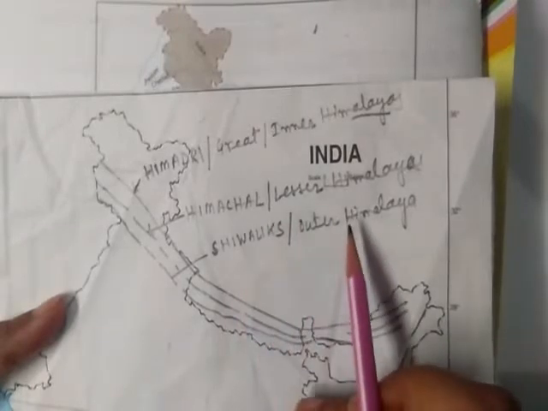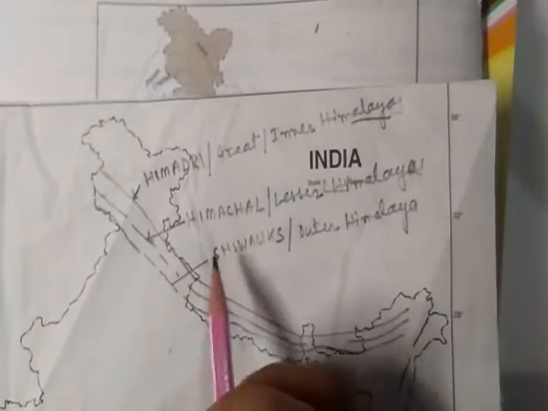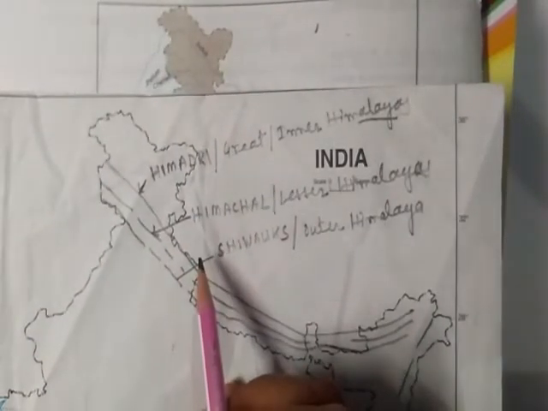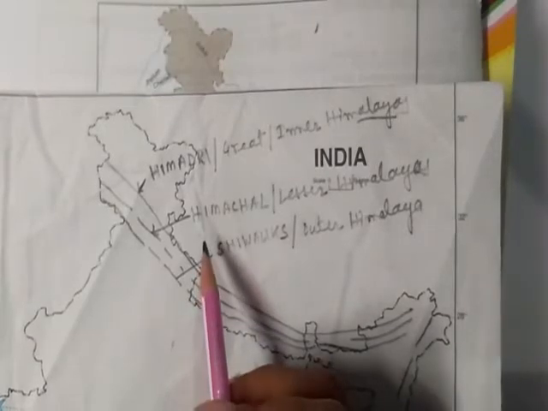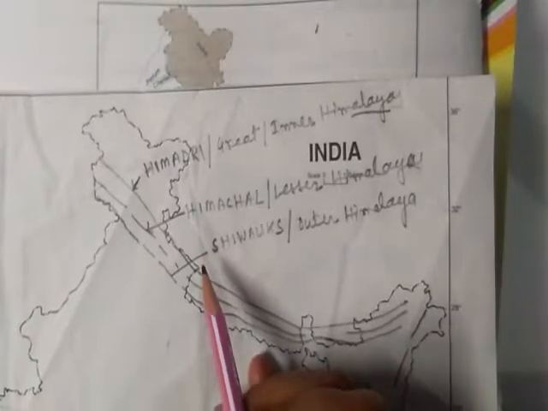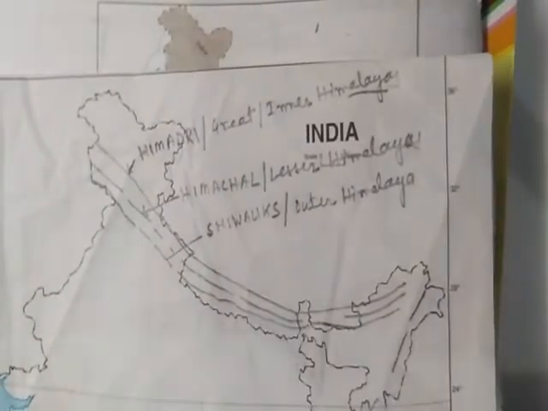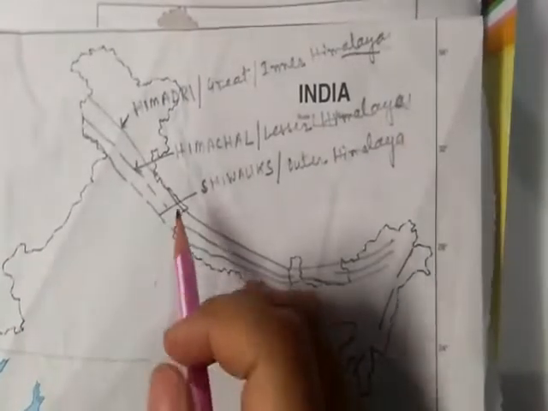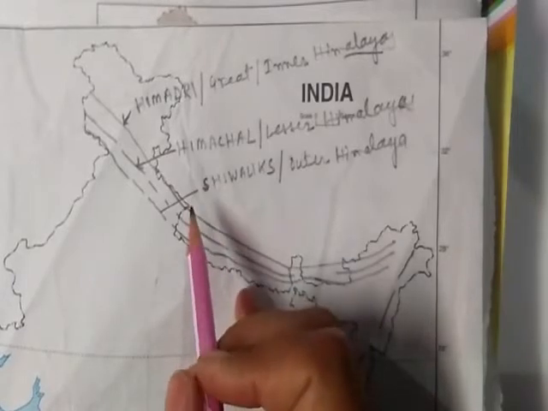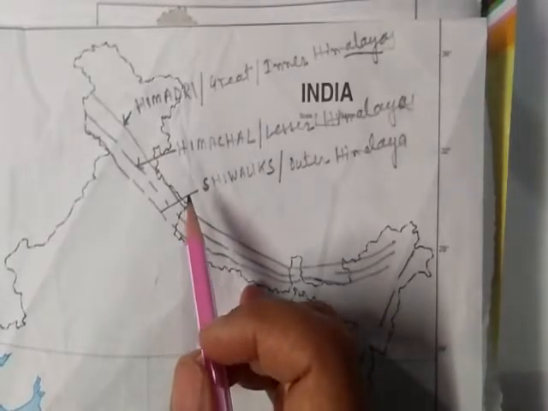Now let's see the features of the Greater Himalayas. It is the most continuous range, consisting of the loftiest peaks of the Himalayas, having an average height of 6,000 meters. It contains all the prominent peaks of the Himalayan mountains. These prominent peaks are like Mount Everest in Nepal, having a height of 8,848 meters. Then Kanchenjunga in India.